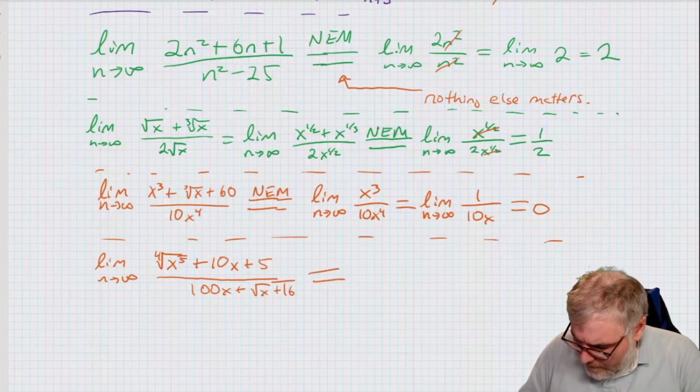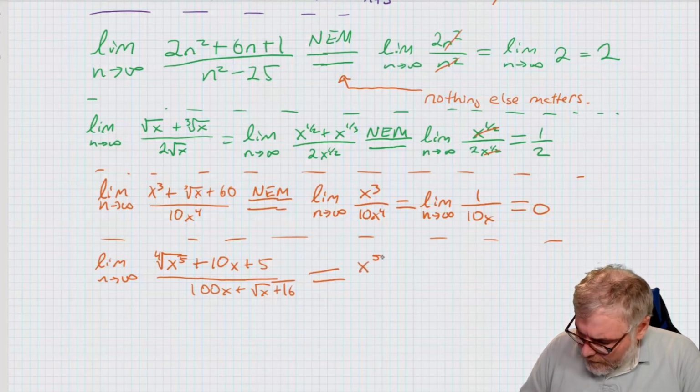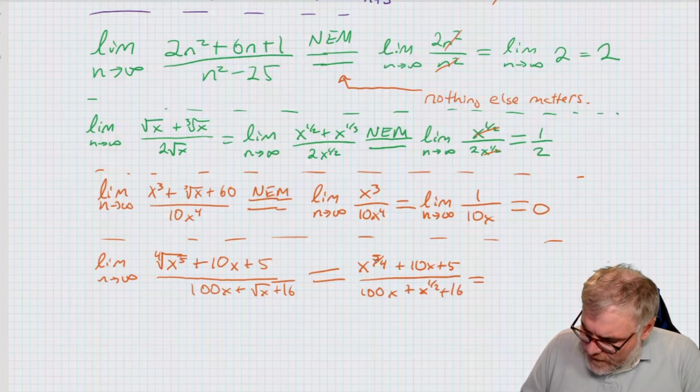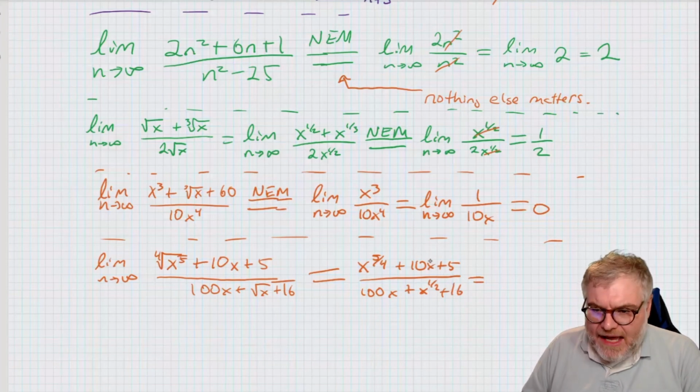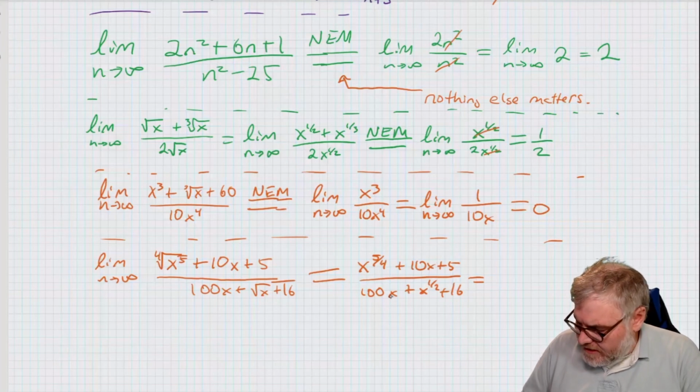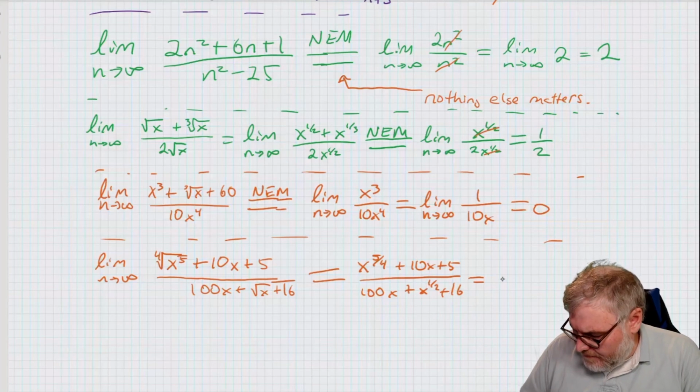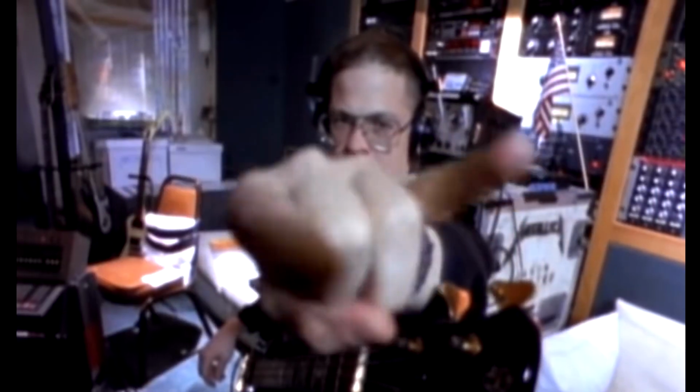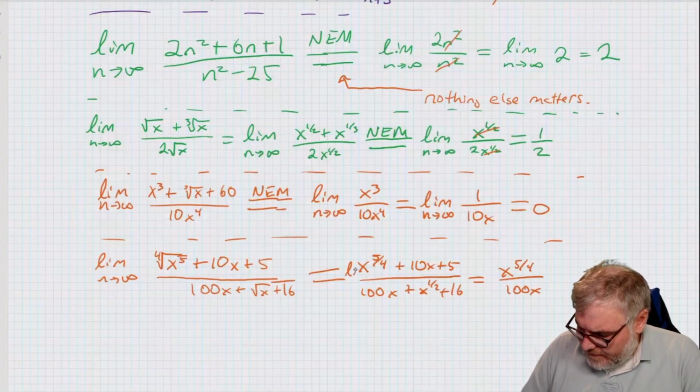I'm going to go ahead and do nothing else matters. Well, first I'm going to convert it to power form. So this right here becomes x to the 5/4 plus 10x plus 5. The bottom becomes 100x plus x to the 1/2 plus 16. 5/4 is bigger than 1, so this term doesn't matter, and that term doesn't matter. This term matters because it's the biggest one in the bottom. That term doesn't matter, and that term doesn't matter. So I wind up with x to the 5/4 over 100x. And nothing else matters. There should be limit signs here. I always forget the limits, too. You will lose points if you forget the limits, so don't forget the limits.